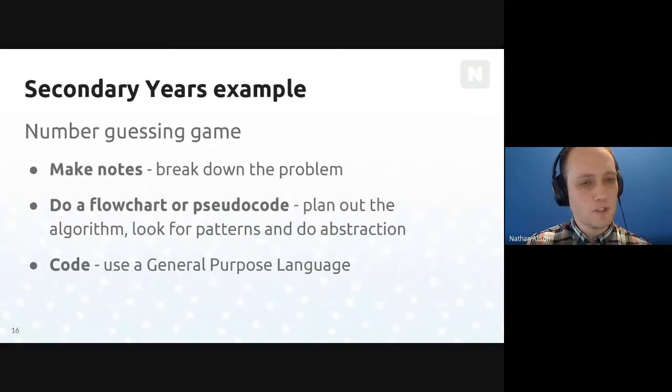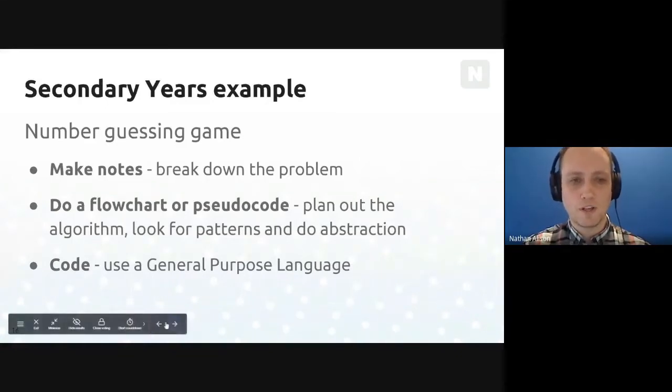As far as computational thinking goes, some of the things we might do here is we might start by making notes. So decompose, start to think about how we can break down this problem, because there's quite a few things going on when we think about it. We do a flowchart or pseudocode to plan out our algorithm, to look for the patterns and also to generalize if necessary. And then we code. So we use a general purpose language. In the case of the secondary years, this example ends up being done in Python.